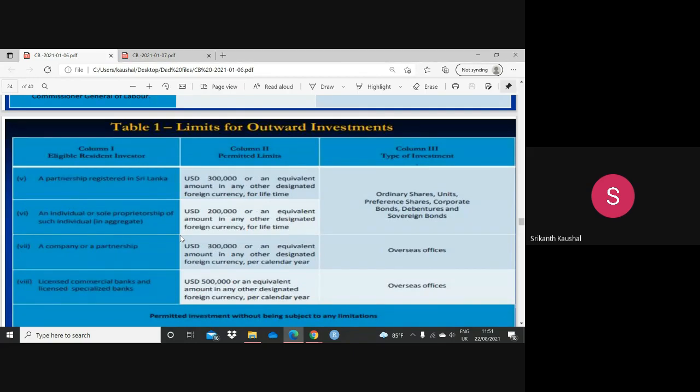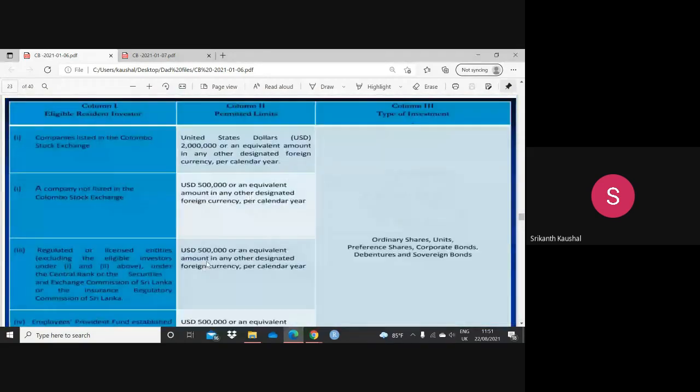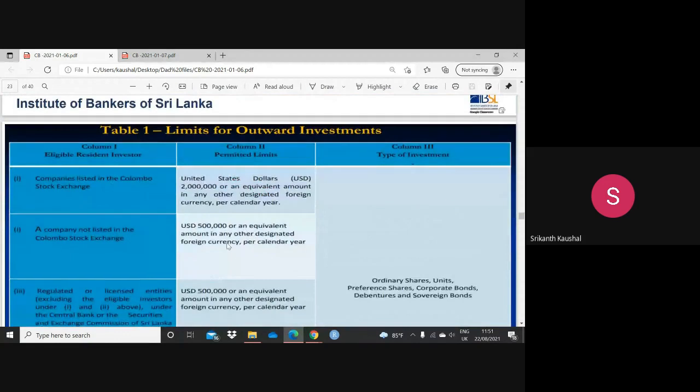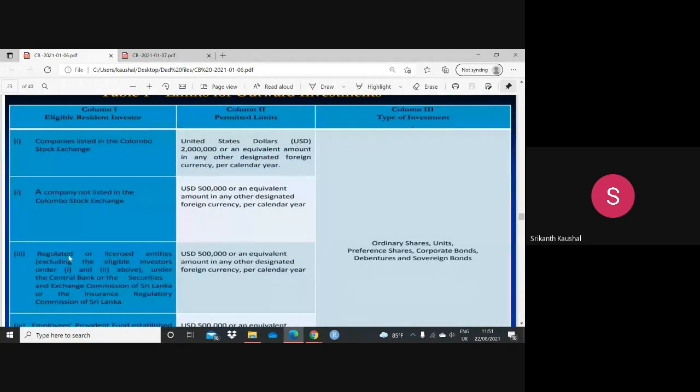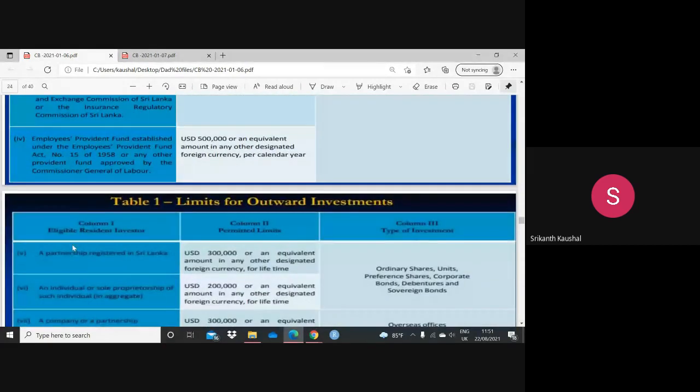Public quoted company, how much? 2 million per calendar year. Here you can see 2 million per calendar year. Private company, 500,000. Then the other banks and insurance company, again 500,000. Then EPF, again 500,000 per calendar year. Then partnership, lifetime, US dollar 300,000. Individual, 200,000 for lifetime. Again the same. Ordinary shares, unit, preference share, corporate, all share.